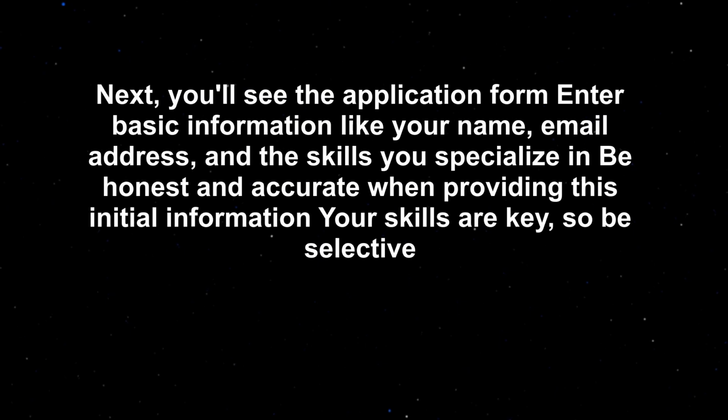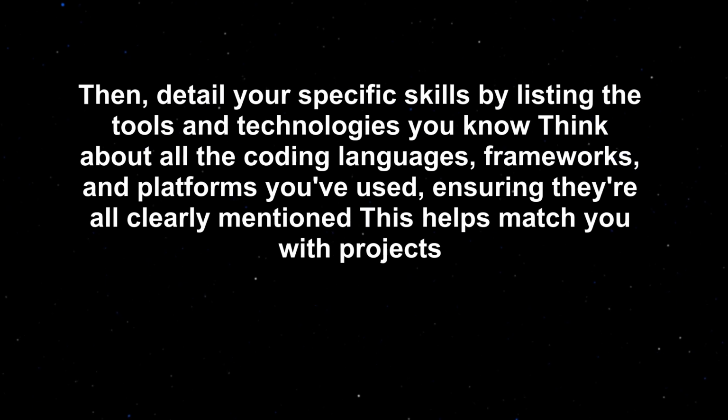Next, you'll see the application form. Enter basic information like your name, email address, and the skills you specialize in. Be honest and accurate when providing this initial information. Your skills are key, so be selective. Then, detail your specific skills by listing the tools and technologies you know. Think about all the coding languages, frameworks, and platforms you've used, ensuring they're all clearly mentioned, and this helps match you with projects.